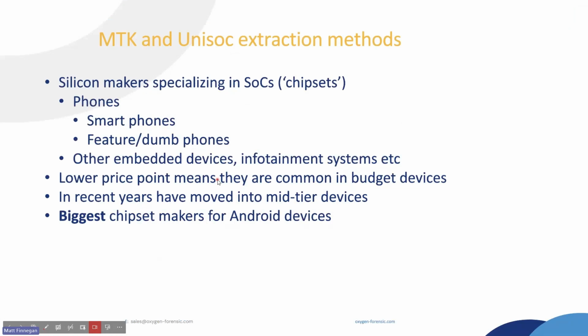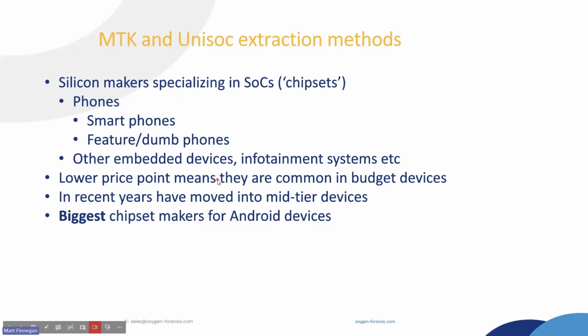What are MediaTek and Unisoc? They are chipset makers, so they make the silicon actually inside your phones, also known as system on chips or chipsets more commonly. It's really the processor inside your phone plus a load of other stuff as well. They make them for smartphones, and they also make them for feature phones.